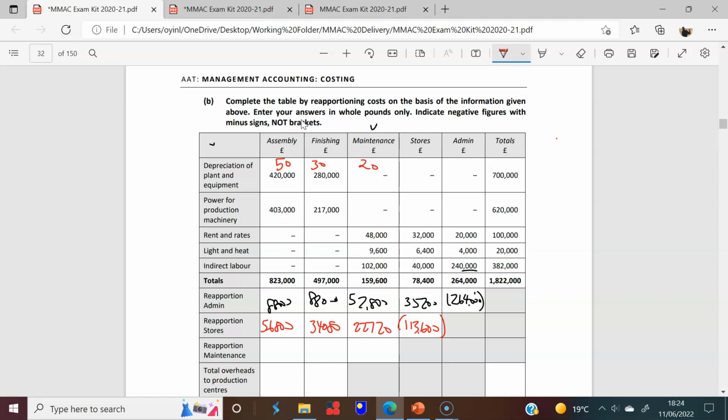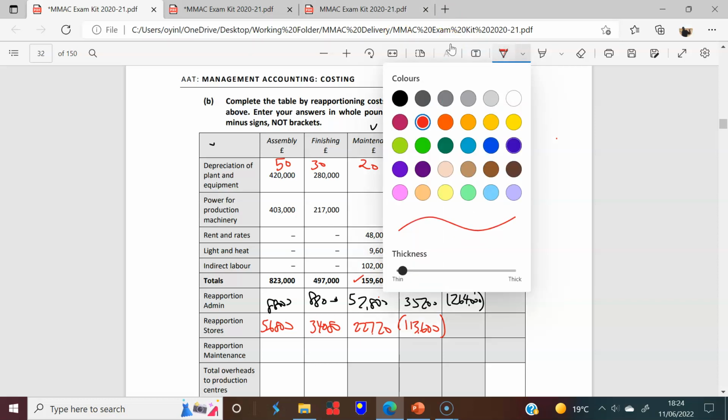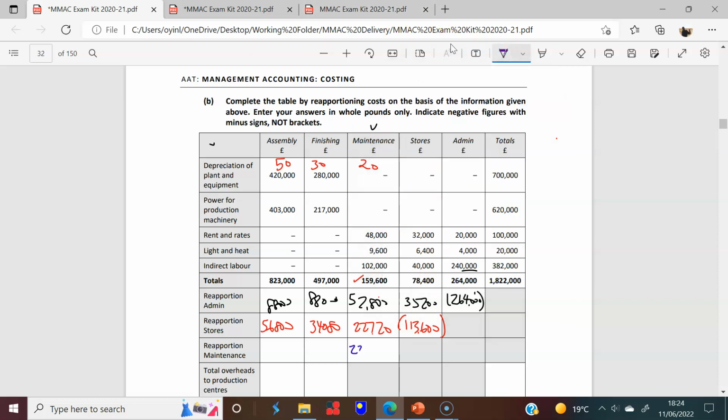We now add all of maintenance. So remember, there's maintenance, the original, then what we reapportioned to it here, and then what we also have here. So we have 159,600 plus 52,800 plus 22,720. I'll just change my pen color again. To complete this, we have 235,120. So we need to ask, how was this split?